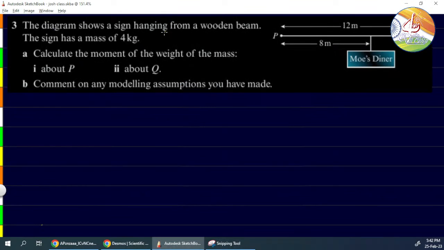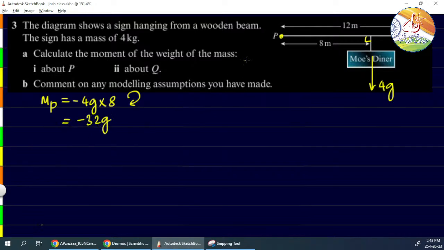A diagram shows a sign hanging from the wooden beam. The sign has a mass of 4 kg, so 4 kg downward. That means weight will be 4 into g. Calculate the moment of the weight of the mass about P and about Q. So we have to find the moment of this about P. Let us call that MP. MP will be force, that is 4g, into perpendicular distance. This is perpendicular directly, so 8, and this is in clockwise direction, hence we have to give it as negative. So 8 times 4 is 32, minus 32 times g. g is 9.81.